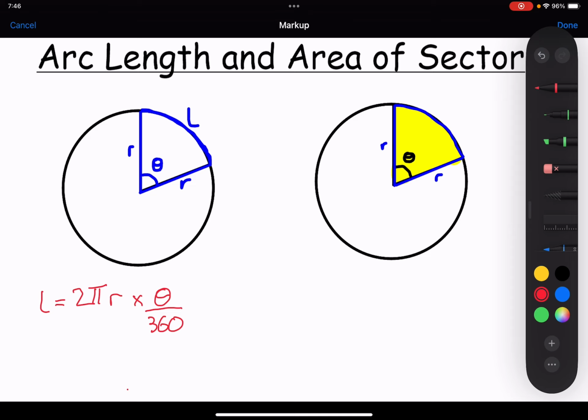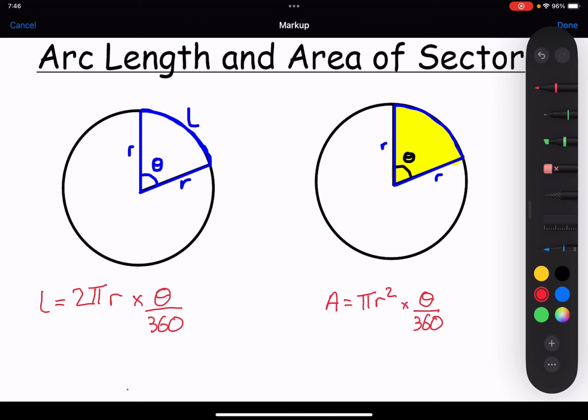And similarly, if I wanted to work out the area of a sector, I would do the area of a whole circle, so pi times the radius squared, and then again times it by the fraction of the circle that we have, which is theta out of 360.